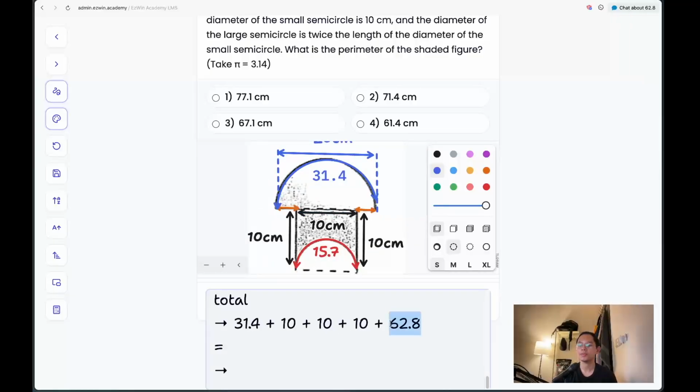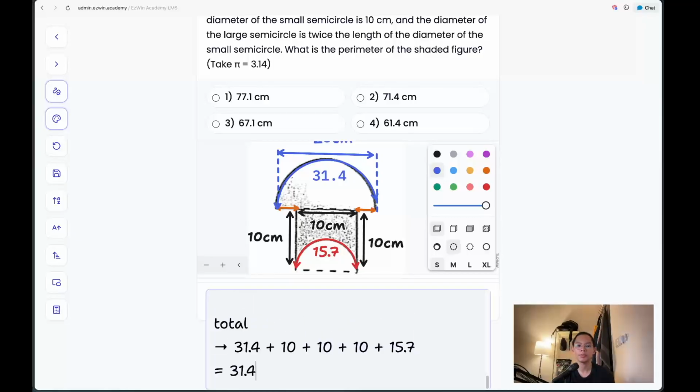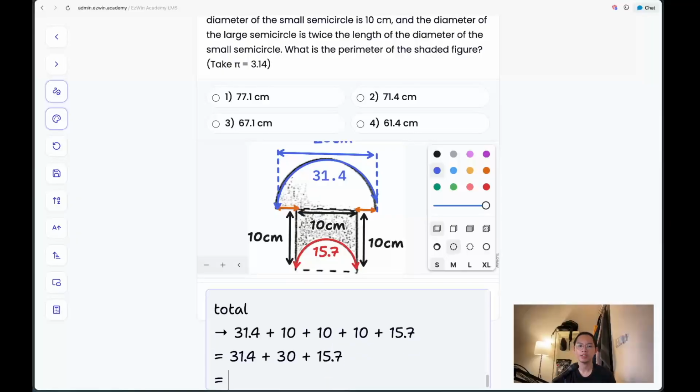In this case, it's 31.4, correct over here. And then we have 15.7. So if we add them up, it will be 31.4 plus 30 plus 15.7. Okay, so let us add these two numbers. So 47.1 plus 30, this will be 77.1. In this case, it's option number 1, right, for question number 12.